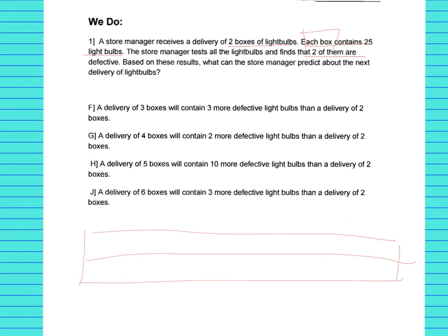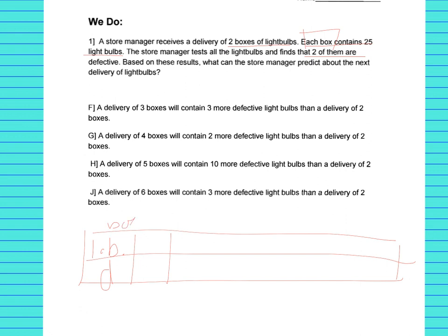In this table, I'm going to put light bulbs, LB, and I'm going to put D for defective. Now, when we read, it says that there's 2, so I'm going to skip one here. Oh, this is like boxes, right?